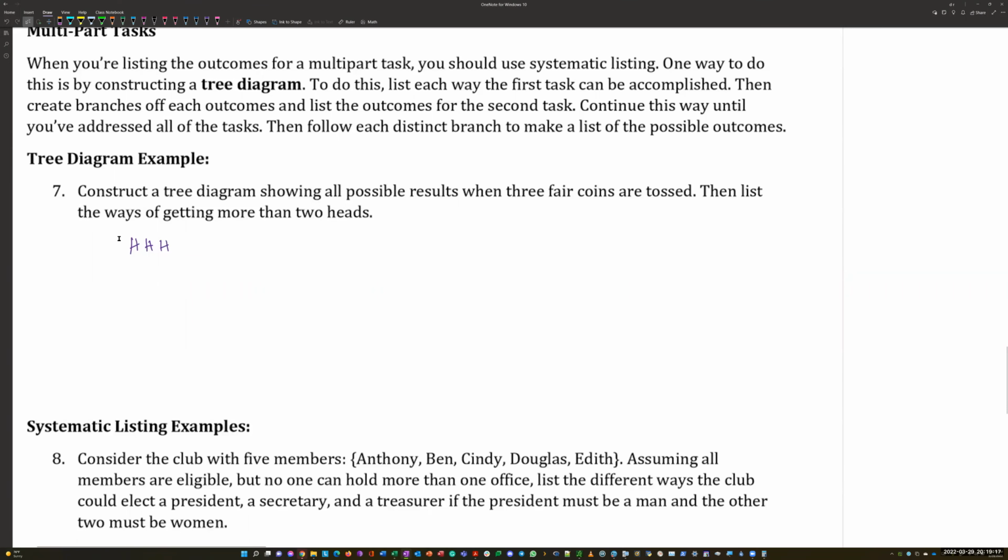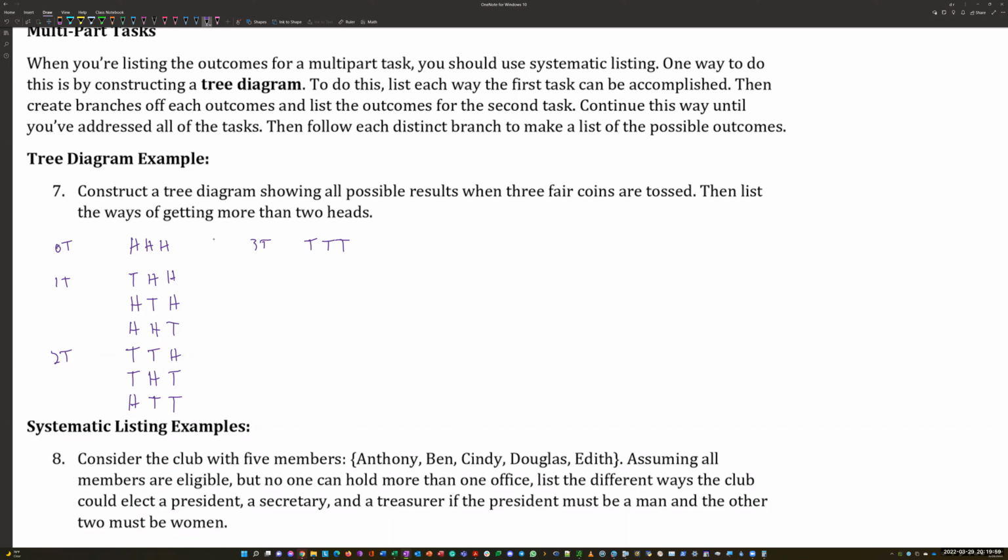So like heads, heads, heads. These have 0 tails. Is that correct? Yep. Now we could have 1 tail: tails, heads, heads; heads, tails, heads; heads, heads, tails. Is that right? Yep. Then we could get 2 tails: tails, tails, heads; tails, heads, tails; or heads, tails, tails. And then the last one is tails, tails, tails. Does that make sense? Yes.